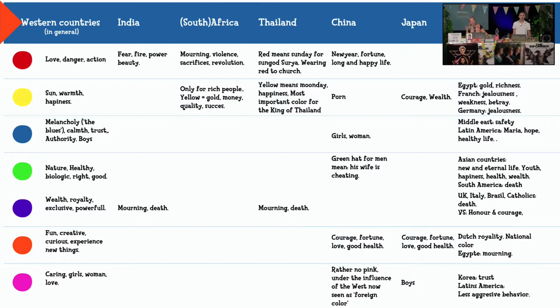You don't want to have a logo with a lot of negative connotations. Companies take this into account when designing products and their logos. If you take a look at this scheme, the Hanze orange doesn't have any negative connotation worldwide. You see fun, creative, curious, fortune, love, good health. Only in Egypt, mourning. But in most countries, orange has a positive connotation. So that's one of the reasons why the Hanze chose orange, because it stands for creativity, curiosity, experiencing new things. That's what the Hanze also stands for.